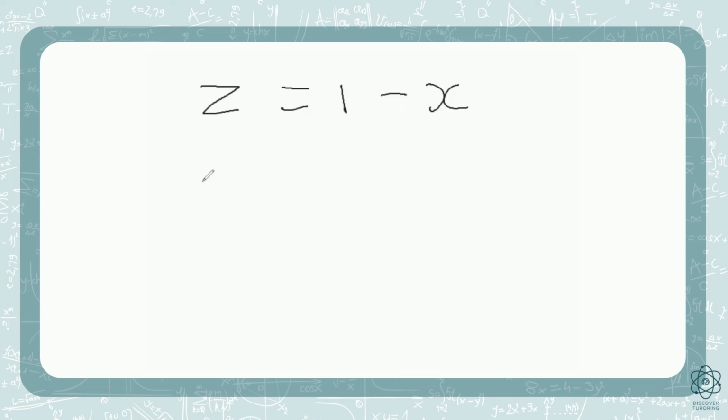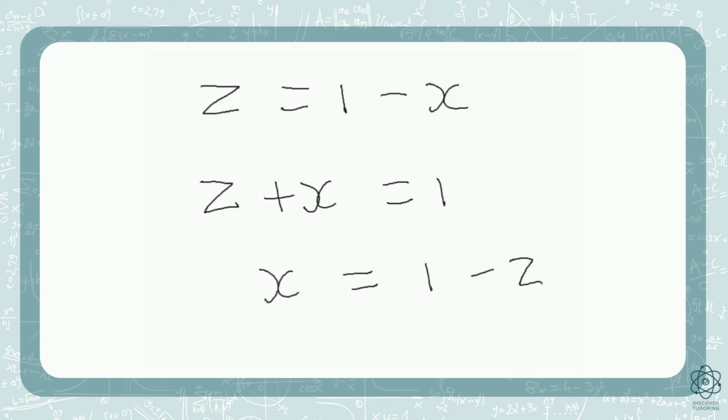So we will have z plus x equals 1. And now we can just rearrange it as normal, so we can just take z away from both sides, and then we will have solved it. So we'll have x equals 1 minus z, and then we're done.